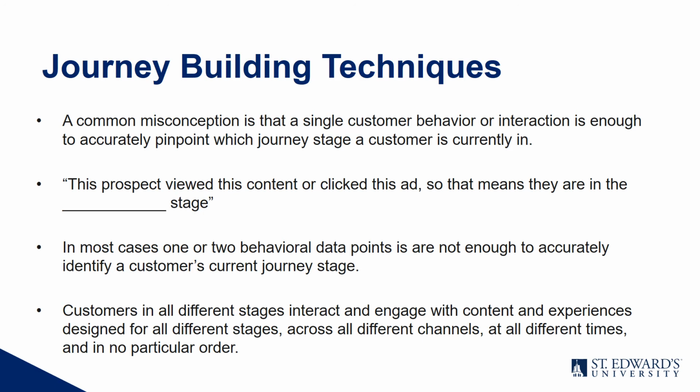In most cases, 1 or 2 behavioral data points is not enough to accurately identify a customer's journey stage. Customers in all different stages interact and engage with content and experiences designed for all different stages, across all different channels at all different times, and in no particular order. So don't feel unmotivated if the first journey building strategy doesn't work, because remember, behavior does change. But over time, you can build the right strategies and rules. And don't forget, marketing automation is a great way for that too, to understand it.